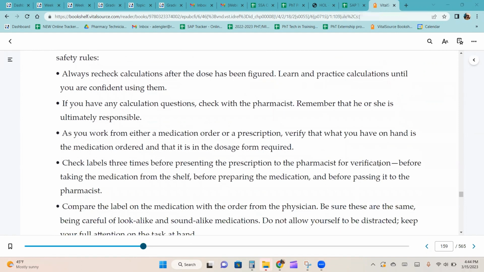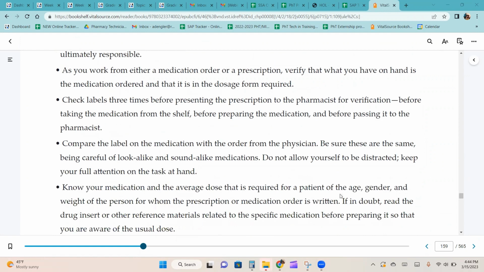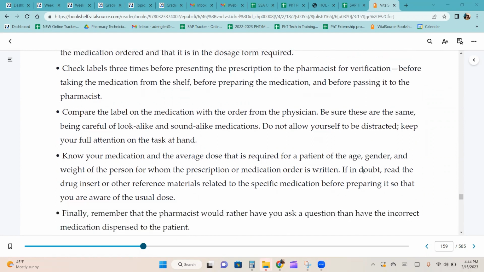Check labels 3 times before presenting the prescription to the pharmacist for verification, before taking the medication from the shelf, before preparing the medication, and before passing it to the pharmacist. Compare the label on the medication with the order from the physician. Be sure that these are the same, being careful of look-alike, sound-alike medications. Do not allow yourself to be distracted. Keep your full attention on the task at hand.